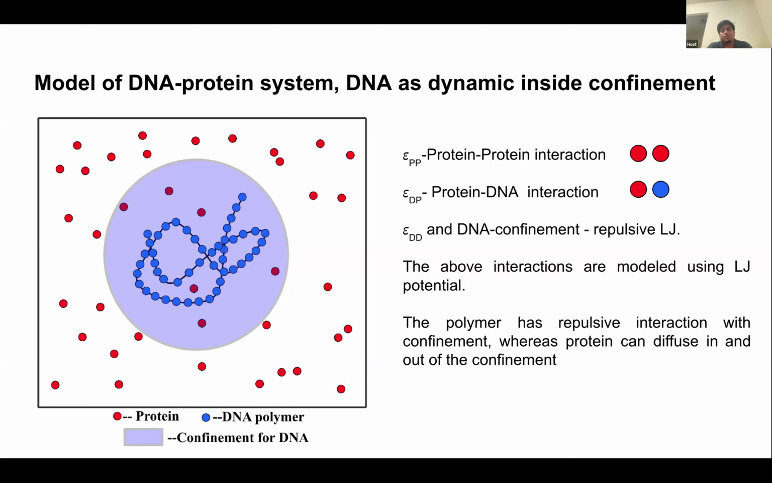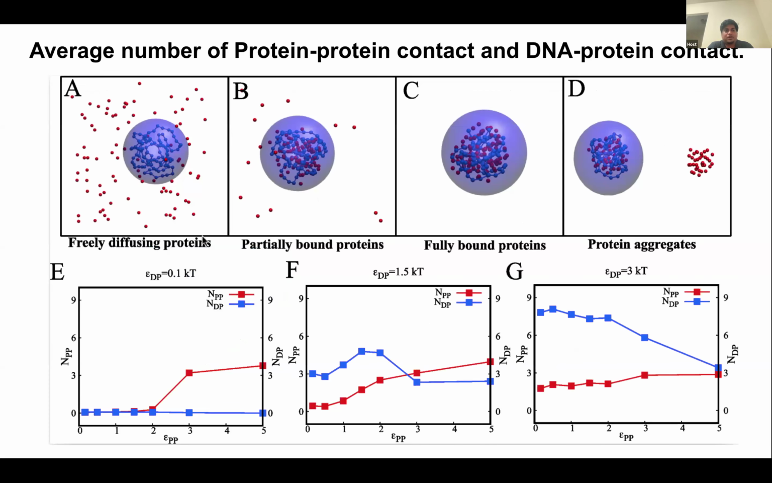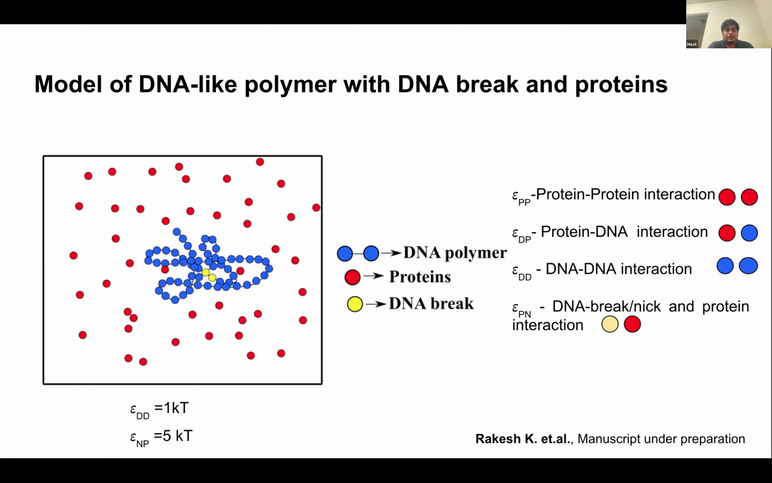So we want to see how this affects the system. We calculated similar quantities of average protein-protein contact and DNA-protein contact. The exact same thing was observed: for 1.5 kT of protein-protein interaction and epsilon DP of 1.5 kT DNA-protein interaction, the peak is observed, the fully bound state was observed.